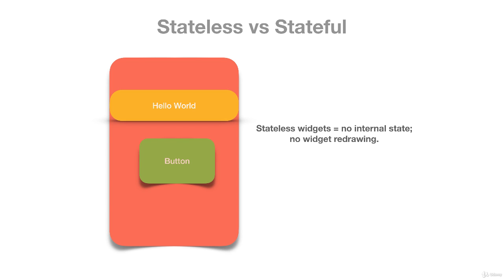Which means if you put a simple button on the screen and do a hot reload or run the application, each time you run it, this state doesn't change because there is no internal state for this button, because there is no need to redraw it when something happens. Okay? This is what a stateless widget really is.